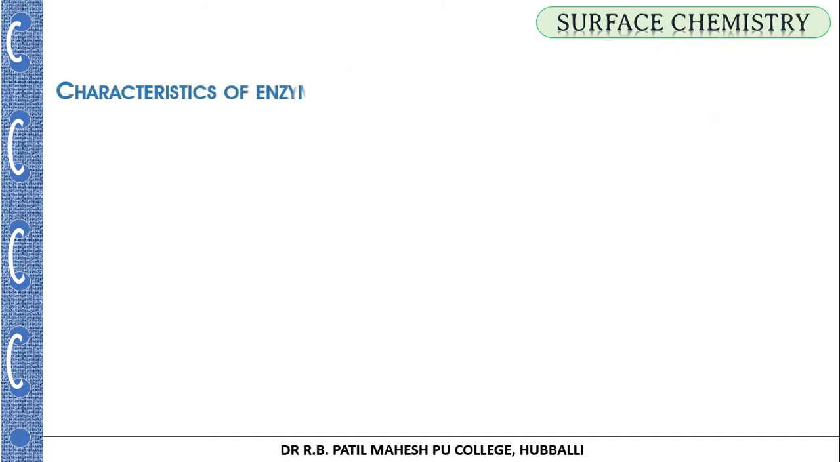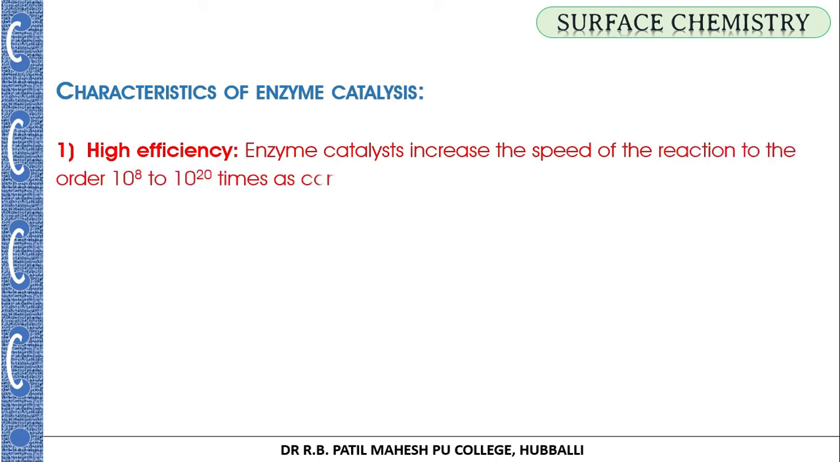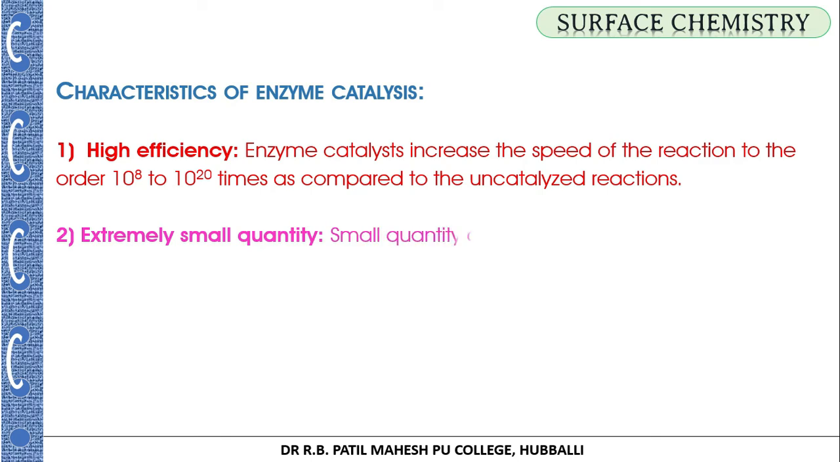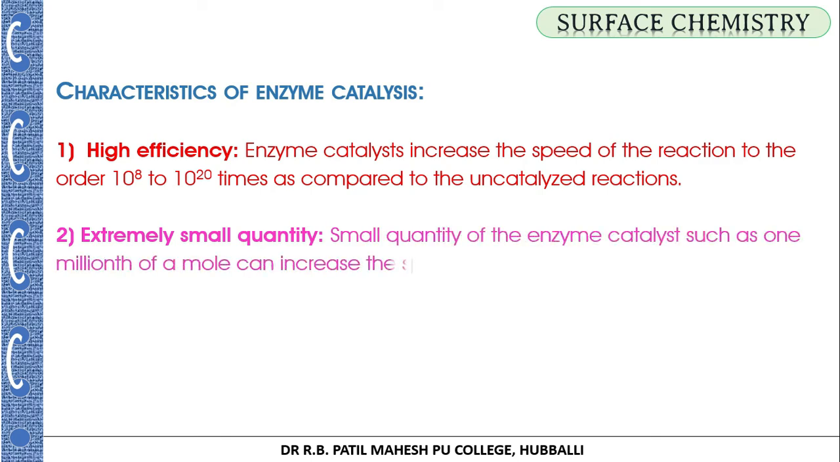Now let us see the characteristics of enzyme catalysis. The first one, enzymes are highly efficient in nature. That means an enzyme catalyst increases the speed of a reaction to the order of 10 to the power 8 to 10 to the power 20 times. So it is very, very high compared to that of uncatalyzed reactions. And as far as quantity is concerned, enzyme is required in very, very small quantities. An extremely small quantity of enzyme is more than enough to carry out the chemical reactions, even a millionth of a mole.